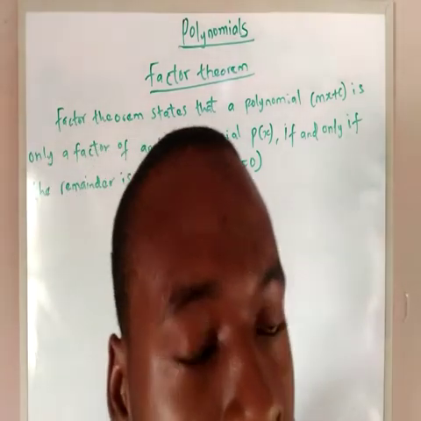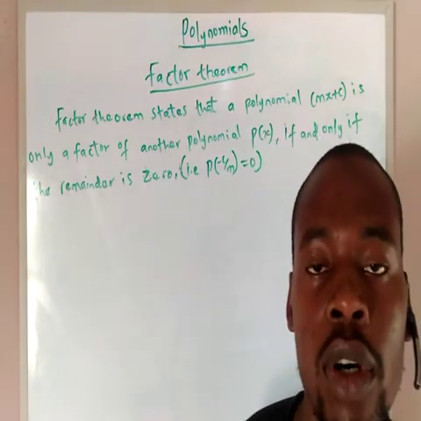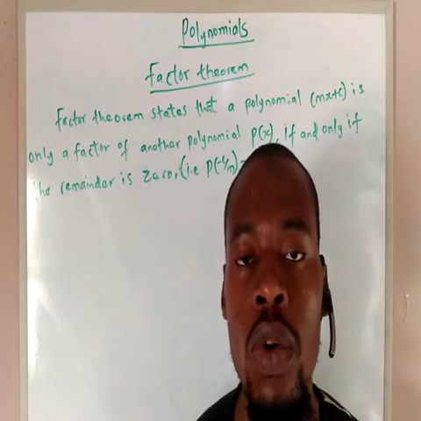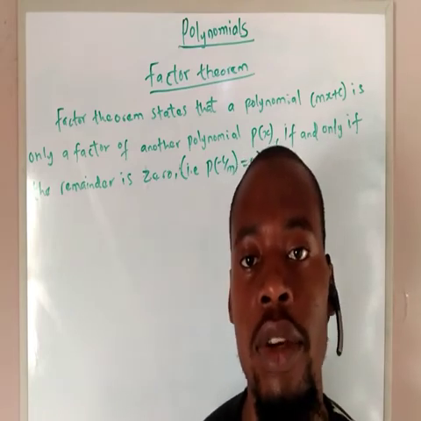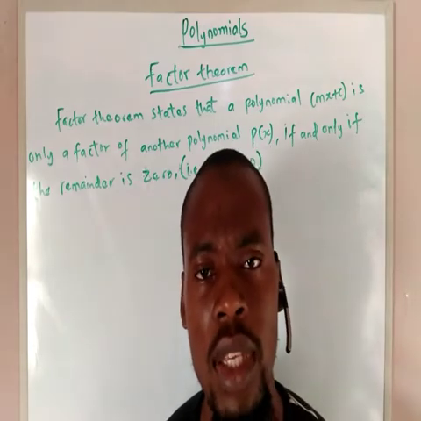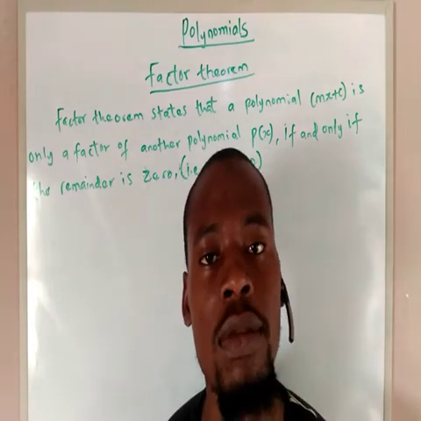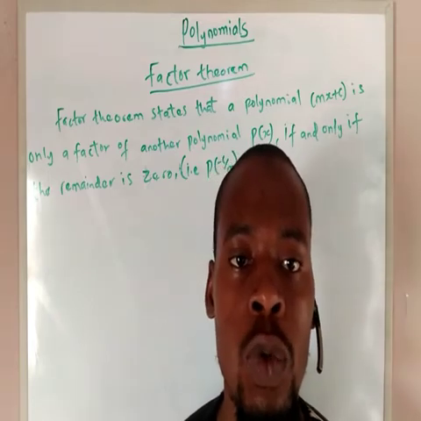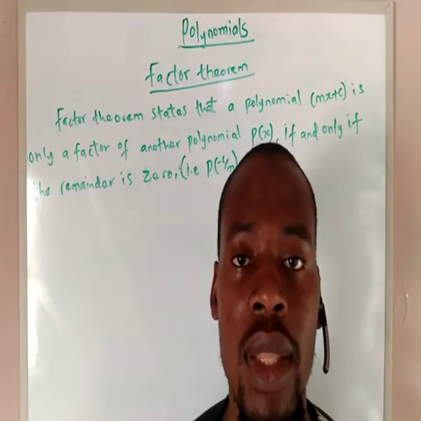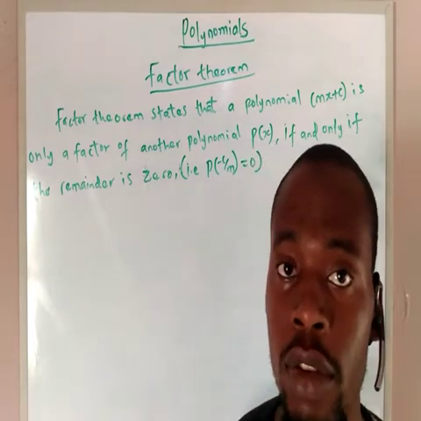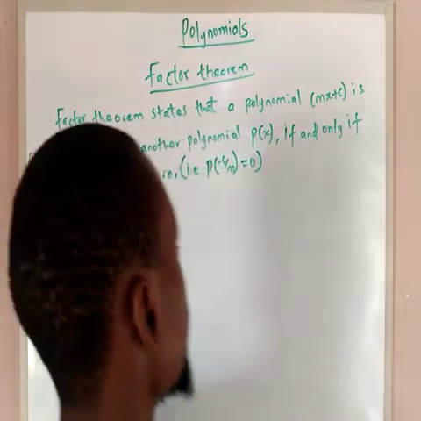Hello everyone. In our last video, we talked about remainder theorem. So this will lead us to factor theorem. What do we mean by factor of a number? Remember that if 2 is a factor of 4, that means that 2 can divide 4 without any remainder. So that's exactly what we mean here by factor theorem.